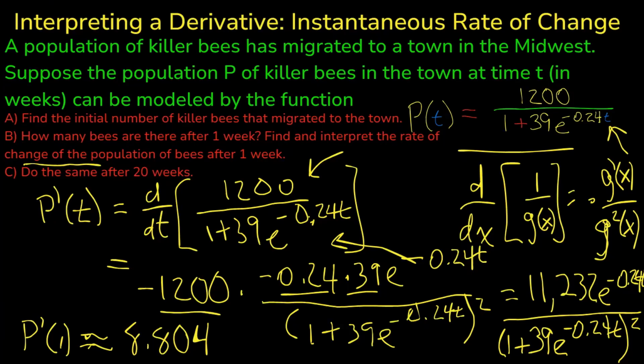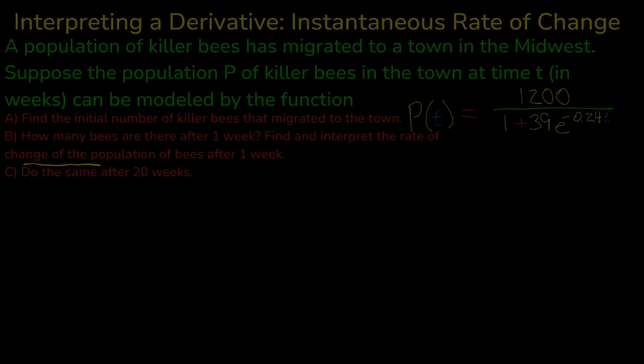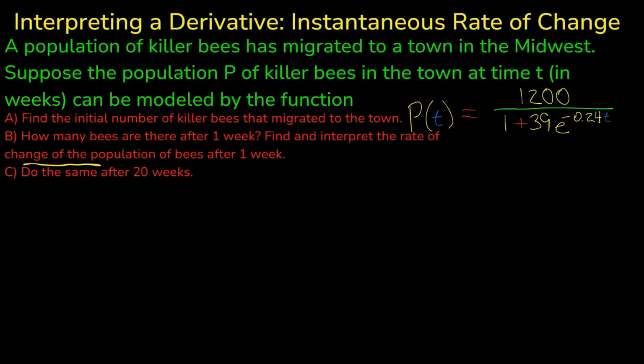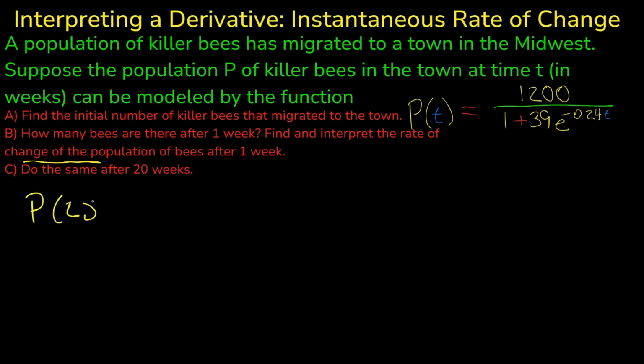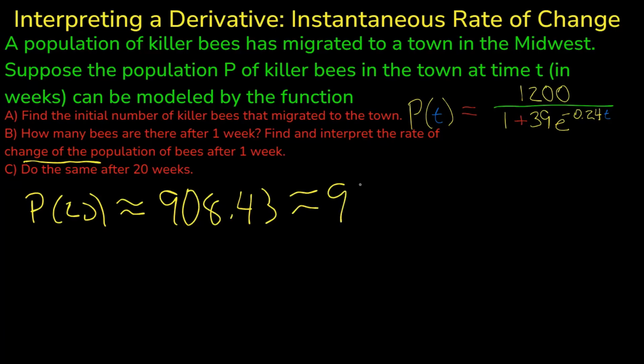Now, when you're dealing with population problems, often we report population answers as whole numbers, but population rates of change are often reported as decimals, rounded or truncated, in this case to 3 decimal places. The units on this would be bees per week. So for part C, do the same after 20 weeks. So P of 20 would be approximately 908.43. So that's approximately 908 bees.